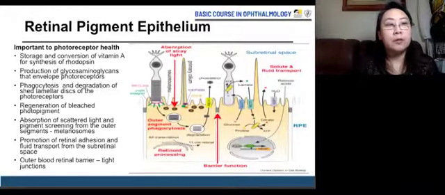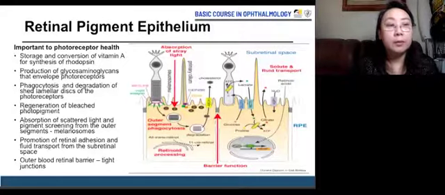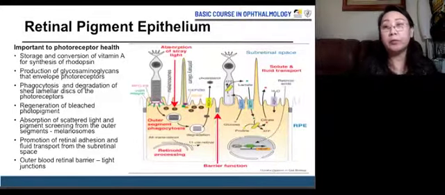It has phagocytosis and helps degrade shed lamellar discs of the photoreceptors. Helps regenerate bleached photopigments. It also functions by absorbing scattered light and pigment screening from outer segment melanosomes, promotion of retinal adhesion and fluid transfer from the subretinal space, forming the outer blood-retinal barrier through its tight junctions. So all in all, the retinal pigment epithelium is very important to photoreceptor health.